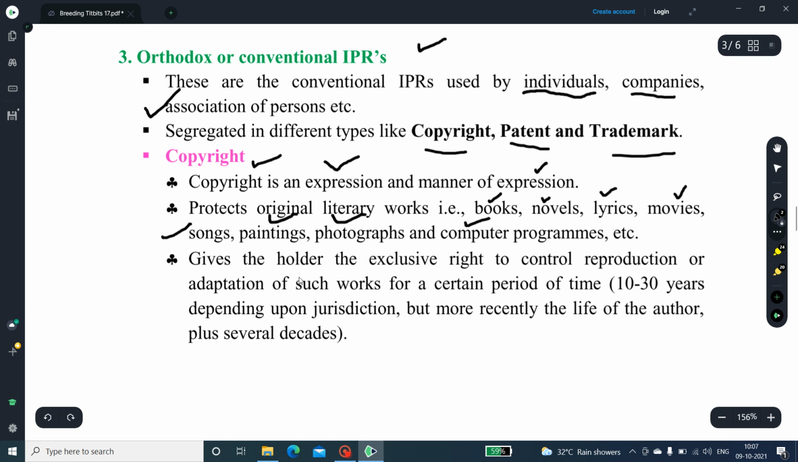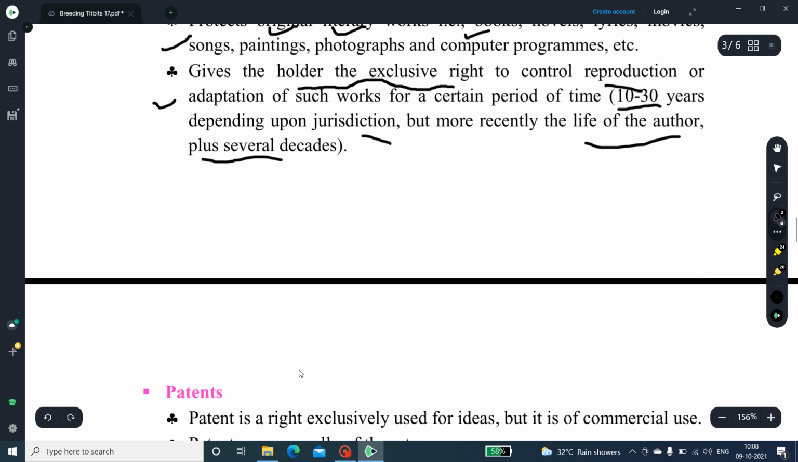It gives the holder the exclusive rights to control reproduction or adaptation of such works for a certain period of time, maybe 10 to 30 years depending upon jurisdiction, but more recently, life of the author plus several decades.